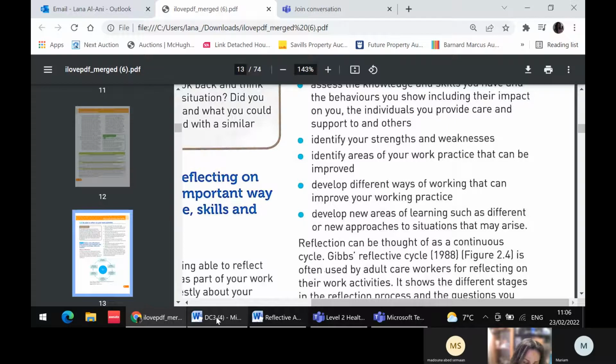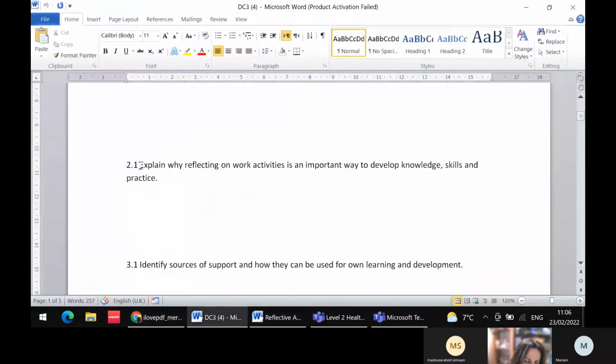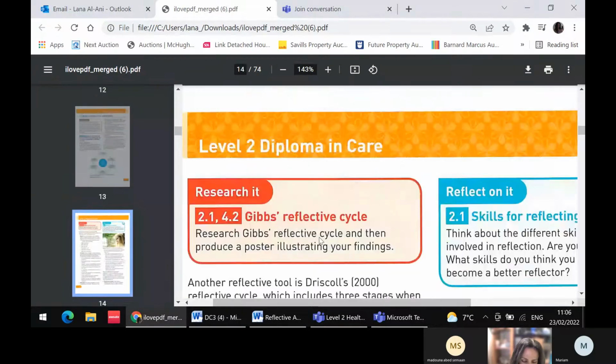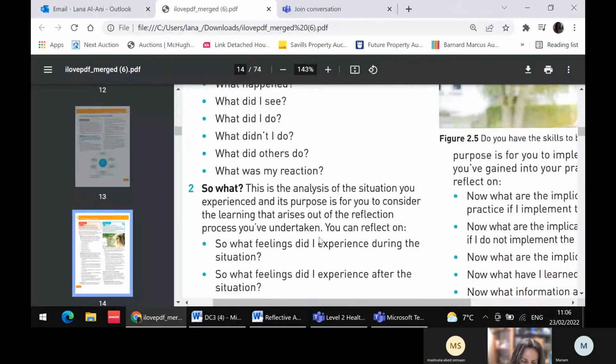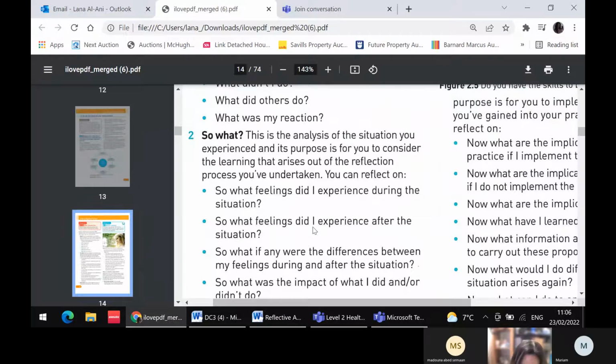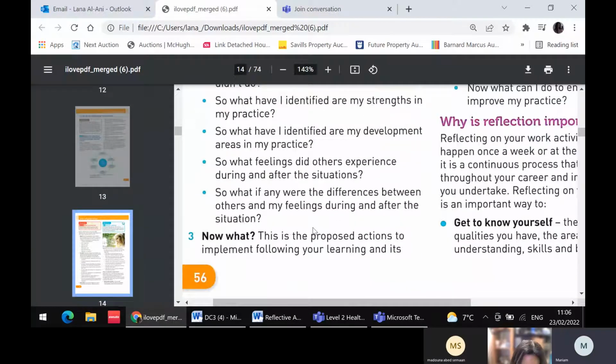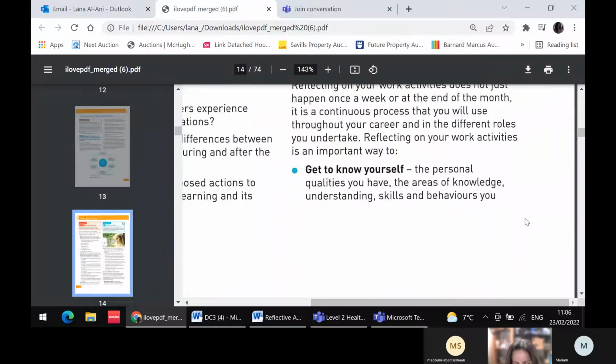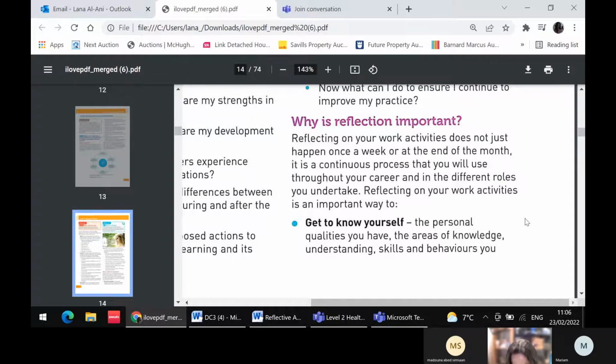So why is reflecting on your work important? Can anyone tell me? Why is it important? So now we know what reflection is and how we can reflect on our own activities. Why is it important?